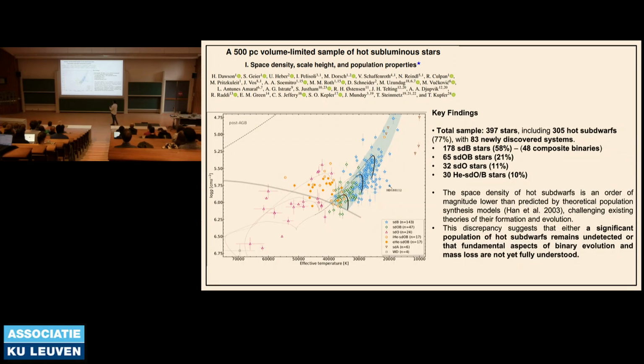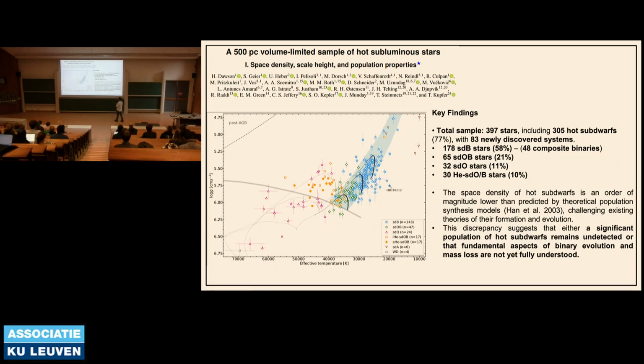So to do so, we observed all sdBs within 500 parsec and characterized all of the stars in this volume-limited sample. And as you can see here, I just summarized what we have within 500 parsec so far: around 178 sdB stars, 65 sdOB, 32 sdO, and 30 helium sdOB. These are just spectral types. If you have a hydrogen Balmer series, basically you have sdBs. And helium lines, depending on their strength, you can classify sdO or sdOB.